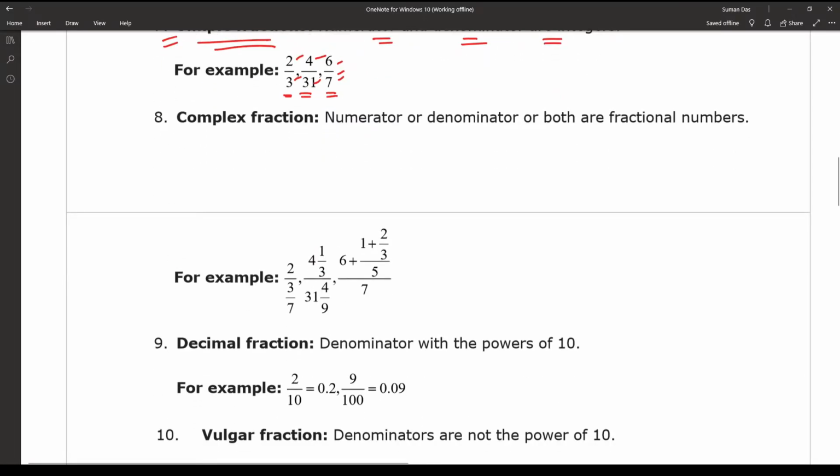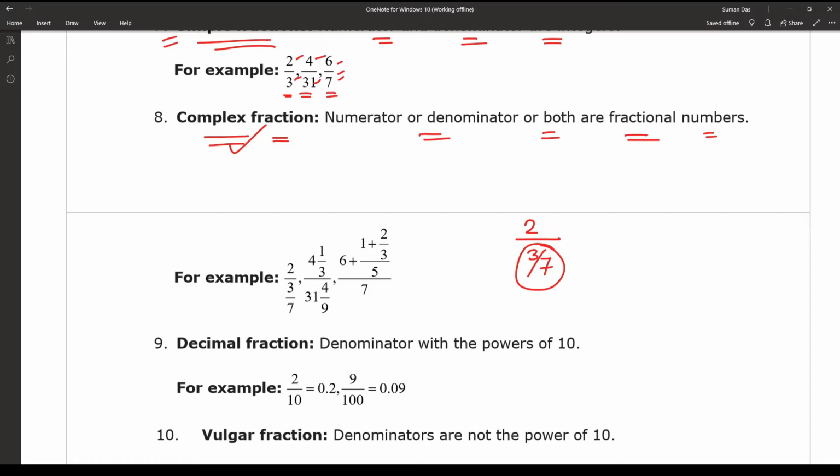Next one is known as the complex fraction. The numerator or denominator or both are fractional numbers, that means not integers. Example: 2 by (3 by 7). Here 2 is the numerator but the denominator is itself a fraction. So that is an example of a complex fraction.